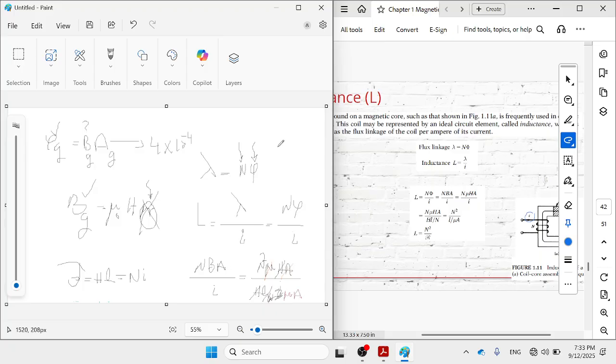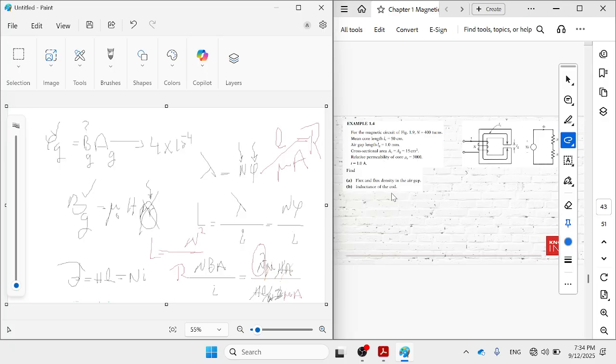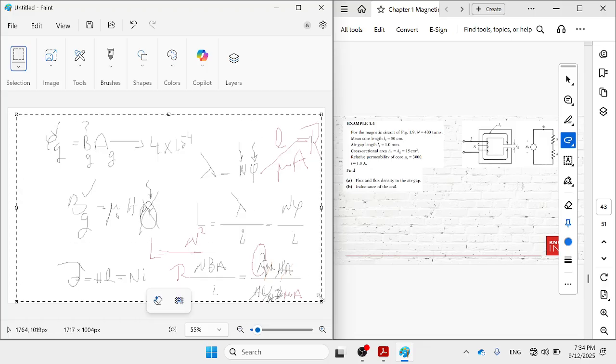So can you remember what's the meaning of L over mu A? Yes, correct. It is reluctance. So you can see N squared in the numerator and reluctance in the denominator. So L can be represented as N to the power of 2, number of turns squared, over reluctance. As simple as this. You can calculate and find the inductance in the system. So let's calculate inductance in this system as an example to learn how it works.